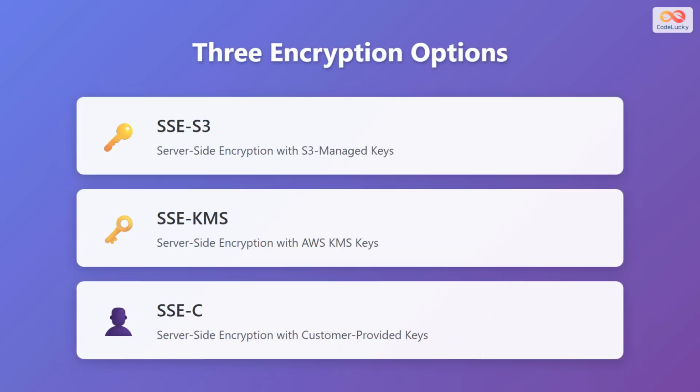AWS offers 3 server-side encryption options for S3. SSE-S3, which stands for server-side encryption with S3 managed keys. SSE-KMS, which is server-side encryption with AWS Key Management Service keys. And SSE-C, server-side encryption with customer-provided keys. Each option offers different levels of control and management overhead.